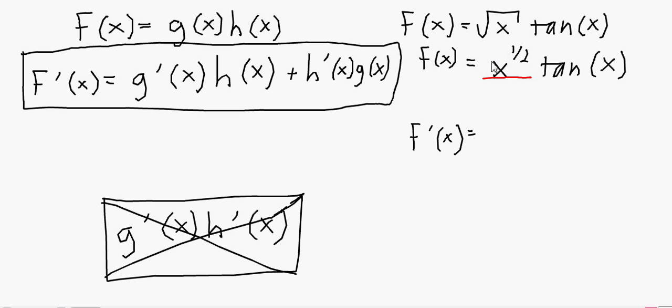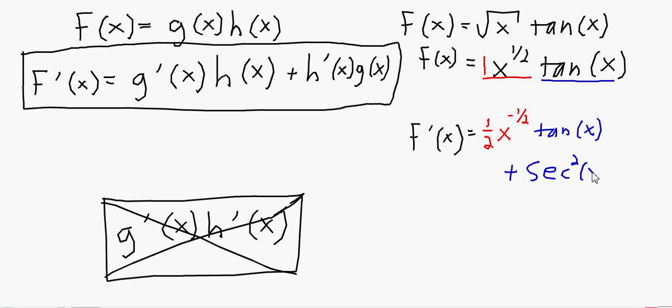So the power rule says, take the coefficient, which in this case is just 1, multiplied by the exponent. That's going to give us 1/2 x, and subtract 1 from the old exponent. Well, 1/2 minus 1 is negative 1/2. And then multiply by that second function, which is tangent. We're not deriving tangent, so just multiply by it. There you go. Now, plus, we're now going to derive that second function, which is tangent of x. That's going to give us secant squared of x, because that's the derivative of tangent. You should know that. Times that first function.